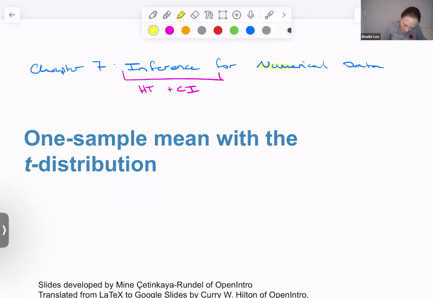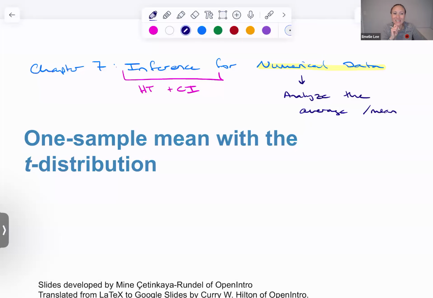That's going to be important because what do we know from chapter 1? Numerical data is data that we can reasonably talk about the average, right? And so usually we're analyzing the average, or the mean.